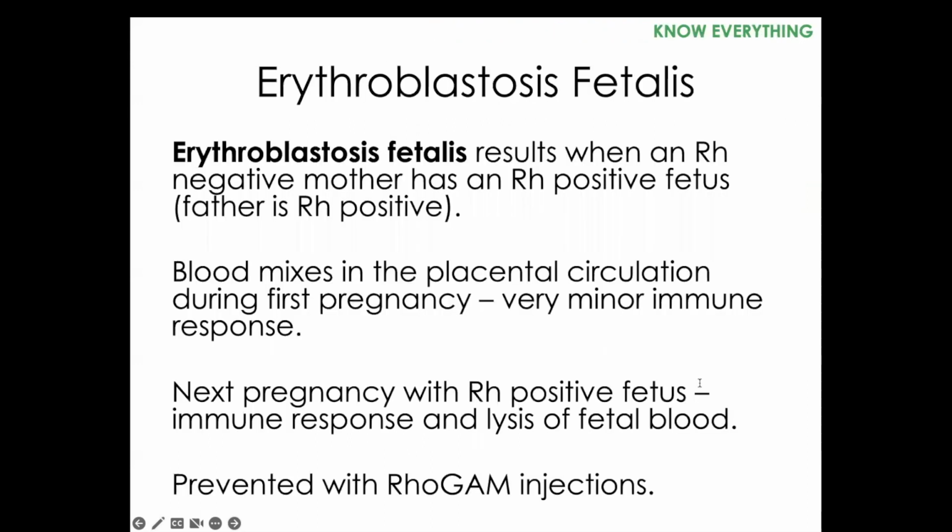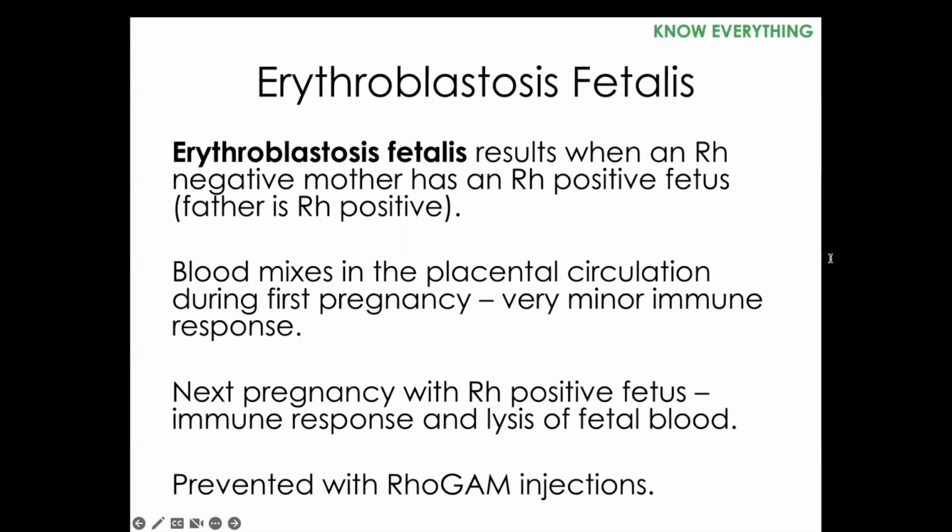So one main issue that arises due to Rh factor is a condition called erythroblastosis fetalis. This happens when an Rh negative mother has an Rh positive fetus. Rh factor is hereditary, and so this means that the father was Rh positive. Blood mixing between the mother and the fetus will cause a minor immune response, and the mother will start making Rh antibodies. This is usually not an issue during the first pregnancy.